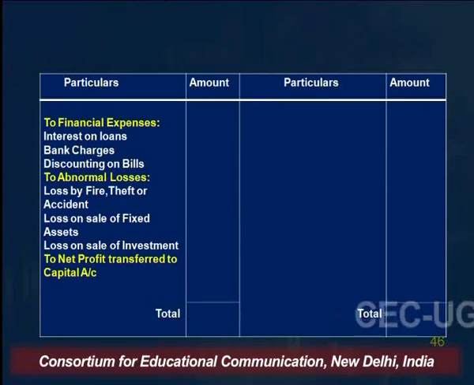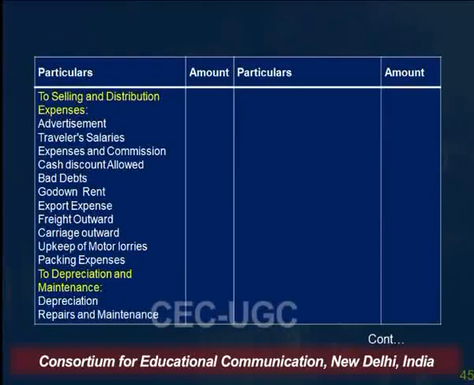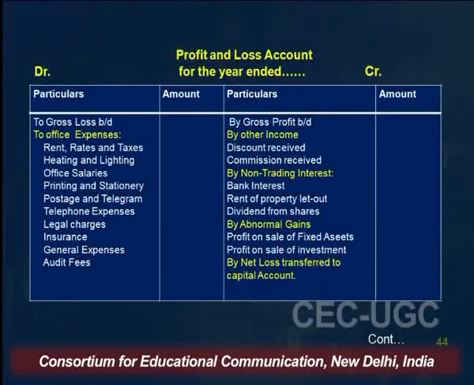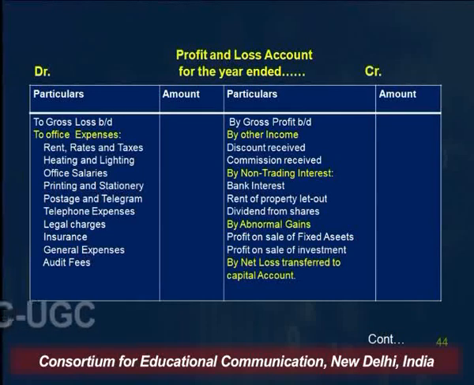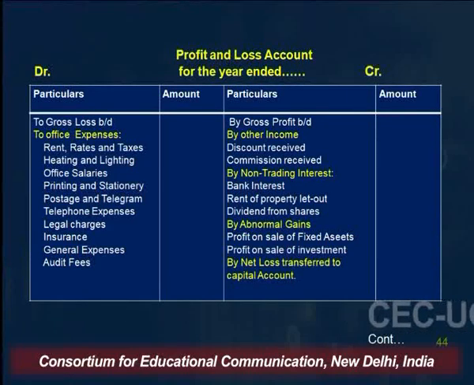Basically, all expenses and losses are shown on the debit side of the profit and loss account, and all incomes, which are related with discount received, commission received, bank interest, any rent received, if there is a gain on the sale of fixed asset or profit on sale of investment, will be shown on the credit side of the profit and loss account.